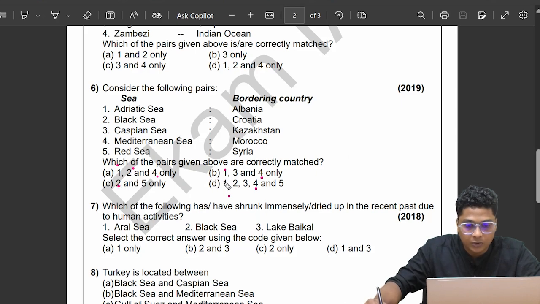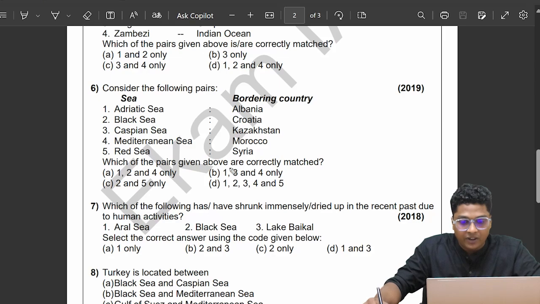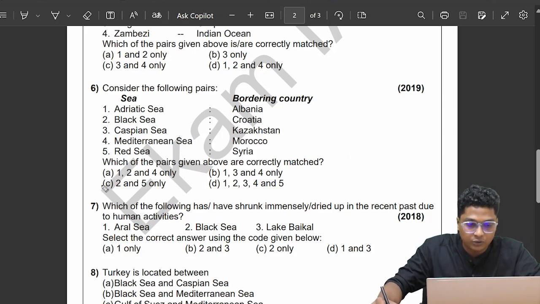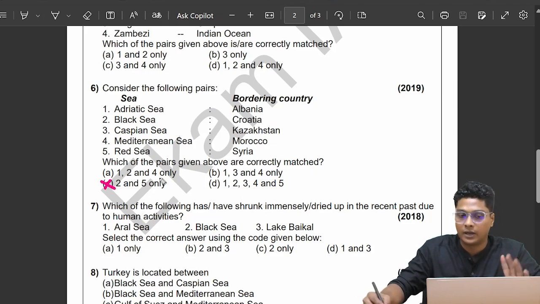Then we can see 1 is in many options. Then 2 is also in 3 options, right? So there are different options here. Multiple options are there in 3. So you can pick any one of them. Adriatic Sea, you can pick Adriatic Sea. It's in Albania. So if you know that, 1 should be right, because this is correctly matched. So the first option should be there. Because of which you can eliminate the C option, 2 and 5, right? Eliminated.